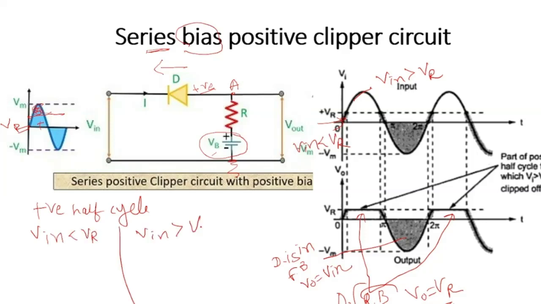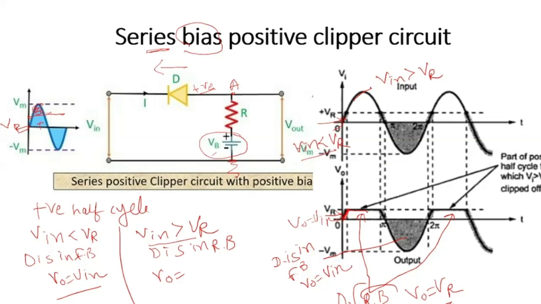So in the first case, V in less than VR, what is the output voltage? V output is equal to V in. There is no part clipped, so we can say that the diode is in forward bias and the output voltage is equal to V in. Here when V in is greater than VR, the clipping part is there. So at the clipping time the diode is in reverse bias, and the output voltage is equal to VR.